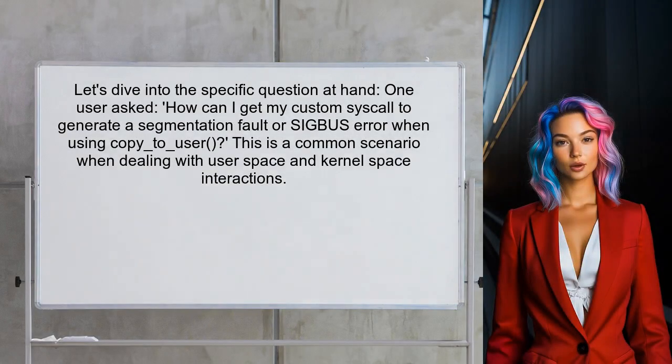Let's dive into the specific question at hand. One user asked, how can I get my custom syscall to generate a segmentation fault or SIGBUS error when using copy_to_user? This is a common scenario when dealing with user space and kernel space interactions. Sound familiar? Let's explore this together.